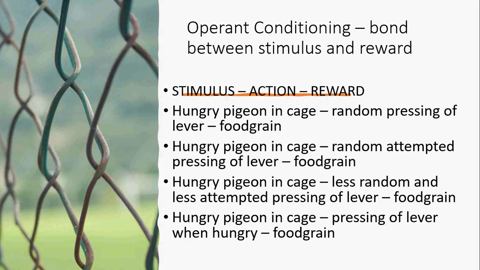There is a lever inside the cage, and the moment the pigeon presses the lever by mistake, the food grain comes to the aid of the pigeon. So the stimulus is the hungry pigeon in the cage. The action is random pressing of the lever. This leads to a reward, and the reward is the food grain. Now, nothing else is happening in the cage.